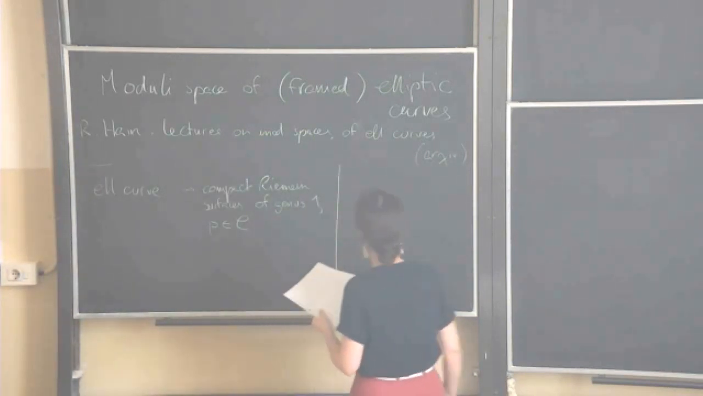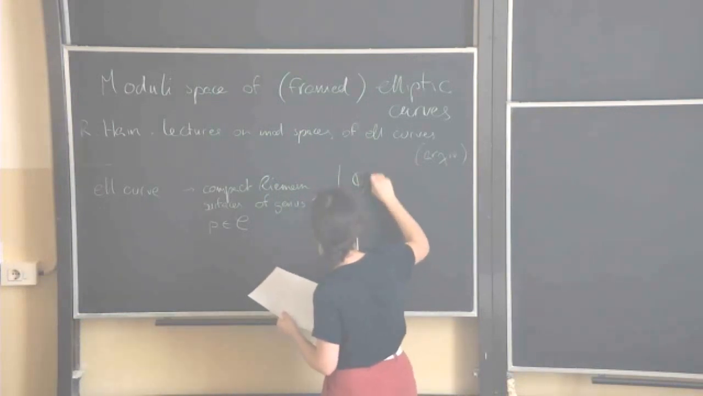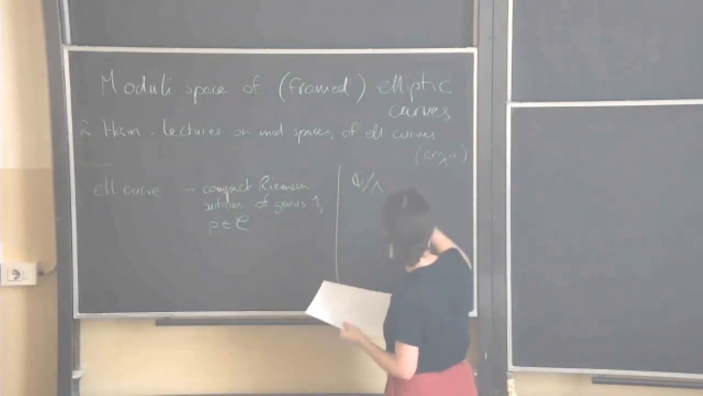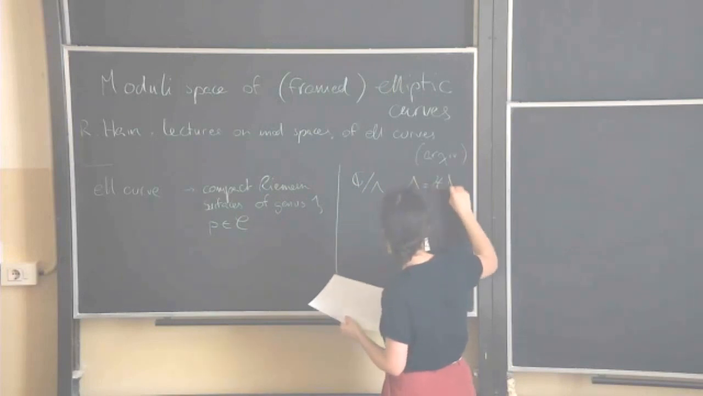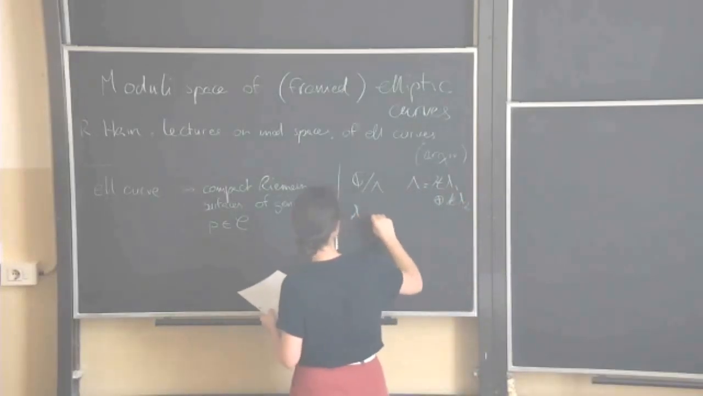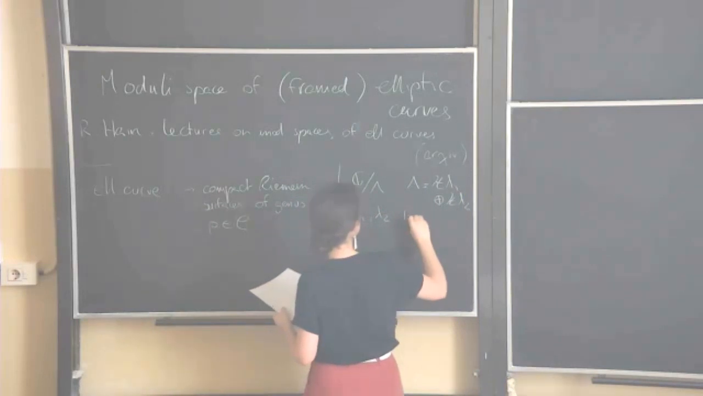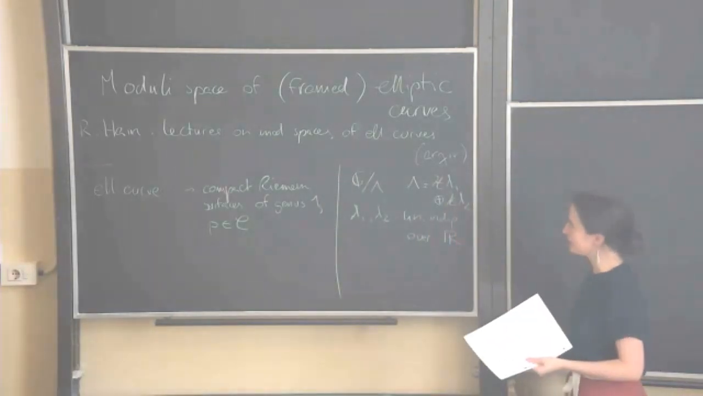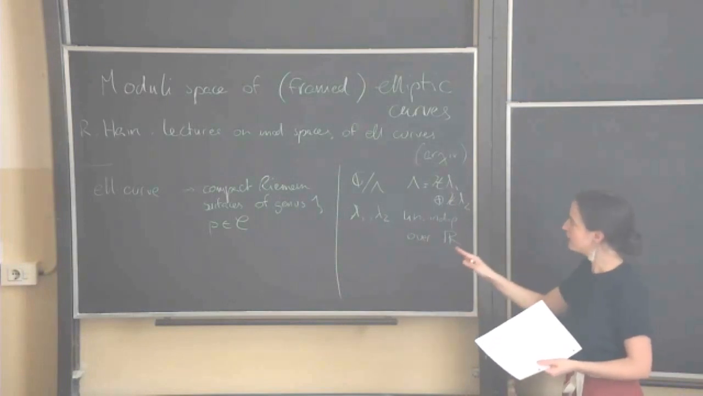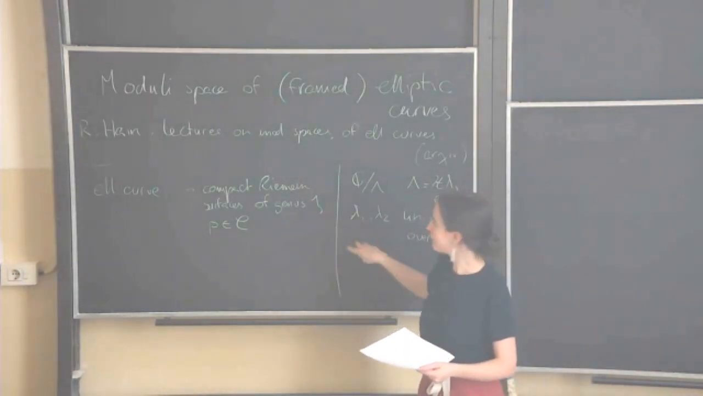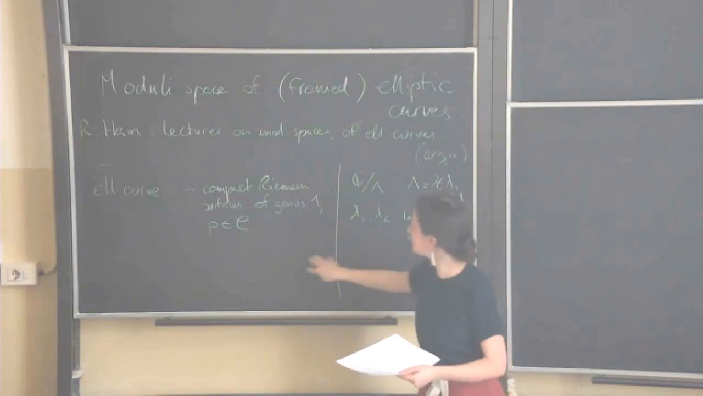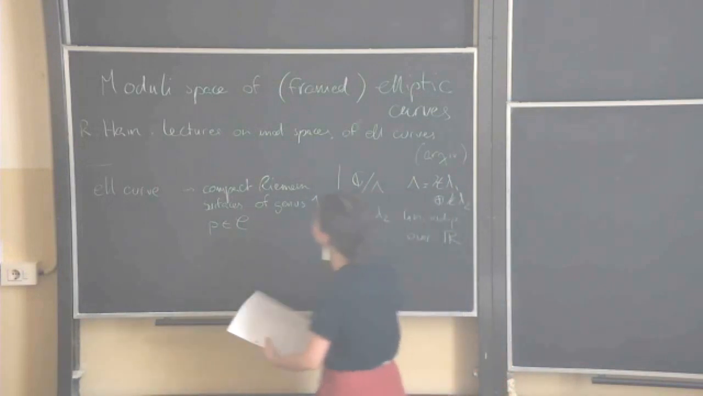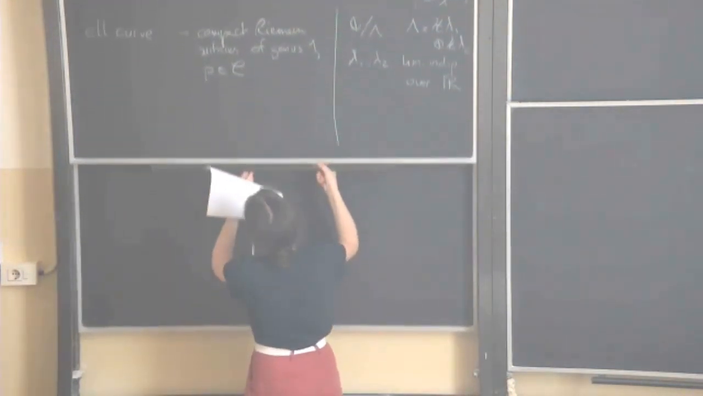On the other hand, you can look at them as the quotient of the complex space by a lattice. So Λ is something like Zλ1 plus Zλ2, where λ1 and λ2 are linearly independent over R. This is the heart of what we are looking at, and we want to give more information on how to go from one side to the other. That's what the moduli space construction is about.